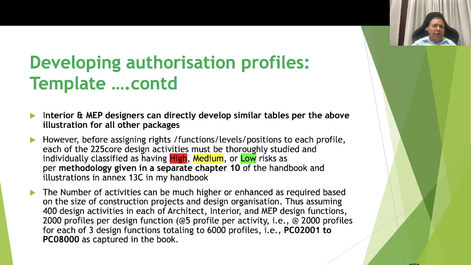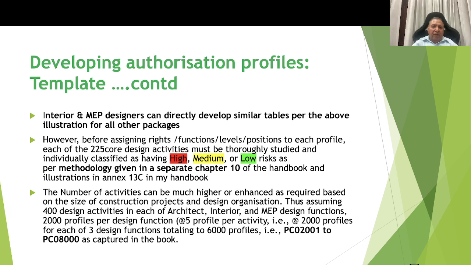Developing authorization profile, continuing. Interior and MEP designers can directly develop similar tables based on the above illustration for all the packages and for each of the activities. However, before assigning the rights, functions, levels and positions for each profile, for each of these 25 core design activities, a risk assessment must be done to understand whether the activity to be performed is risky. From a risk perspective, it is rated high, medium or low, as per the methodology given in my separate chapter 10 in my handbook, on how to carry out these assessments.